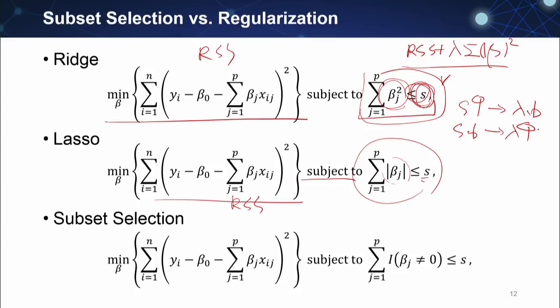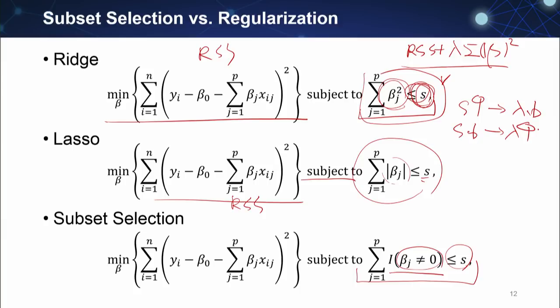And also, subset selection can be expressed in a similar way. Here, the constraint term is the sum of the indicator functions. Since an indicator function is 1 when the argument is true, this summation actually means the number of the selected variables. So this constraint means the number of the selected variables should be less than or equal to S. So this optimization problem is finding coefficients with only S or fewer variables.